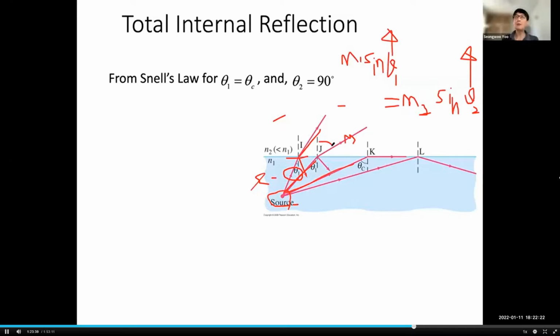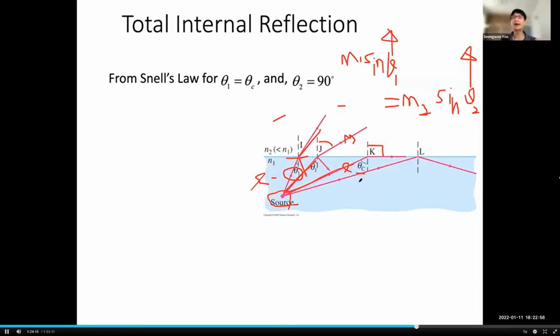Now, what would be the maximum angle for the refraction? The maximum angle of refraction is going to be 90 degrees. The refraction cannot be any larger than 90 degrees, because any refraction larger than 90 degrees means that there is no refraction. That happens when you reach this specific angle, which is denoted as angle theta c. Then our refraction goes along this boundary with a 90 degree angle of refraction.